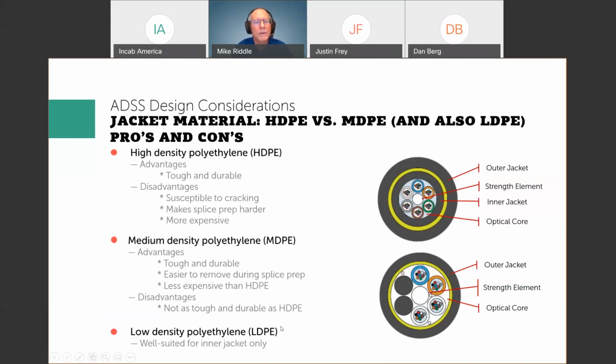And then the third sort of choice you have is low density polyethylene. By the time you're at low density polyethylene, the material is noticeably softer. I mean, you can feel it with your fingers. You can't see it so much, but by the time you're touching and handling it, you can feel the difference. And we think that that's well suited for an inner jacket only.